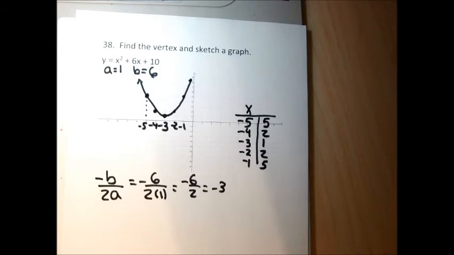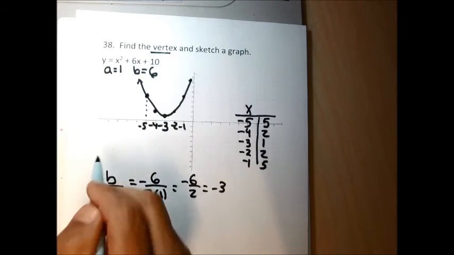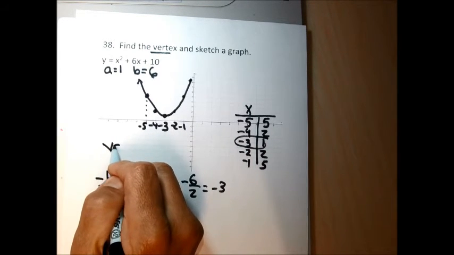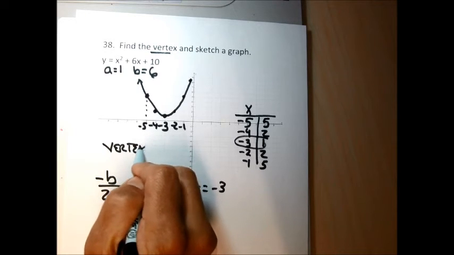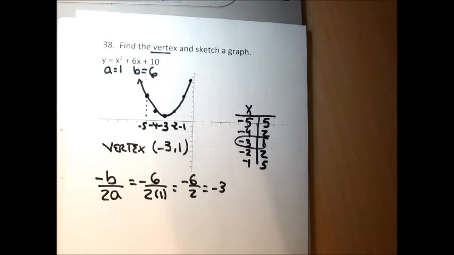So there's my graph, and I'm supposed to find the vertex. I don't need the axis of symmetry. So the vertex is always in the middle of my table. So I'm going to say the vertex is the point negative 3, comma 1. That's it for 38. Just like 5 more problems to go.